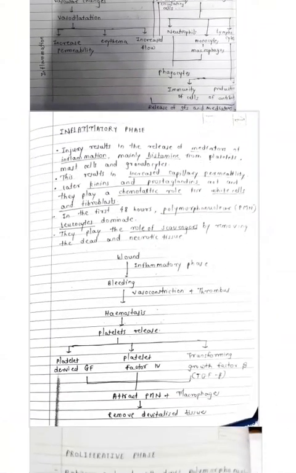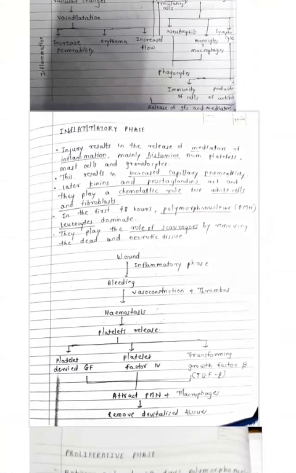In the inflammatory phase, injury results in the release of mediators of inflammation, mainly histamine from platelets, mast cells and granulocytes. So in the first phase there will be release of mediators of inflammation, mainly histamine from platelets, mast cells and granulocytes, and this will result in increased capillary permeability.